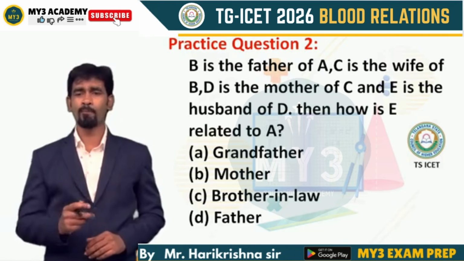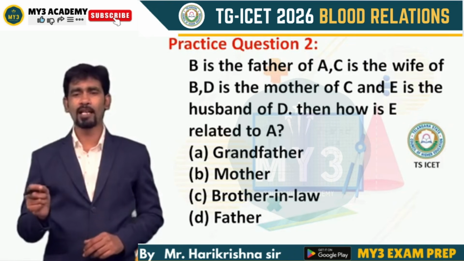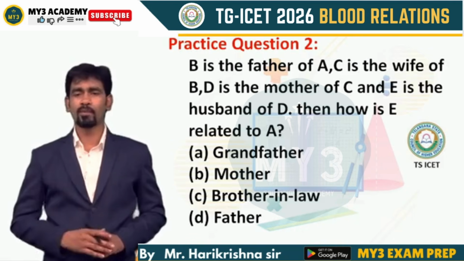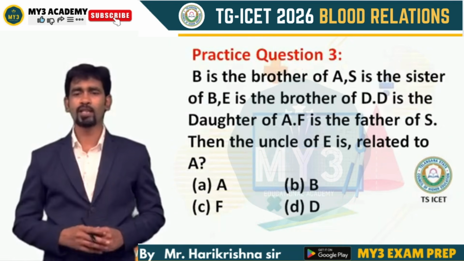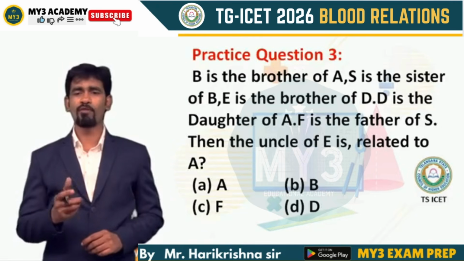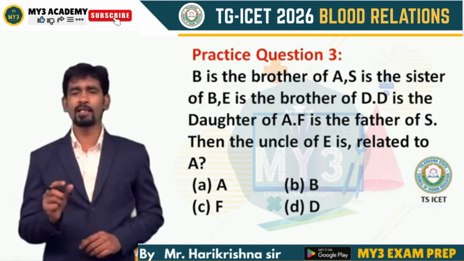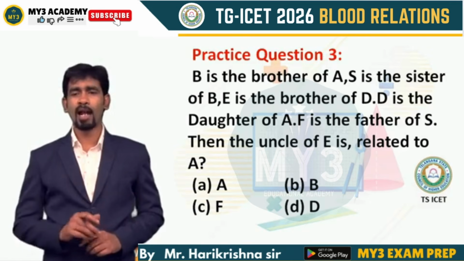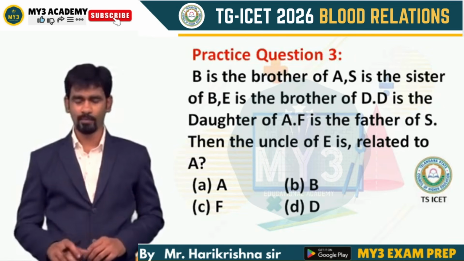Practice question number 2. B is the father of A, C is the wife of B, D is the mother of C, and E is the husband of D. Then how is E related to A? That's the question. Practice question 3. B is the brother of A, S is the sister of B, E is the brother of D, D is the daughter of A, F is the father of S. Then how is the uncle of E related to A?